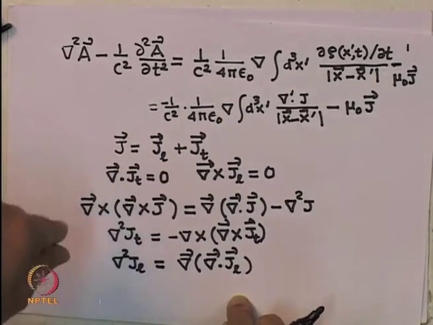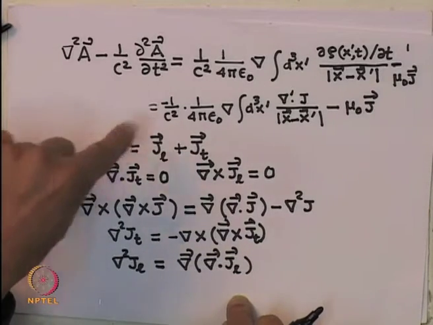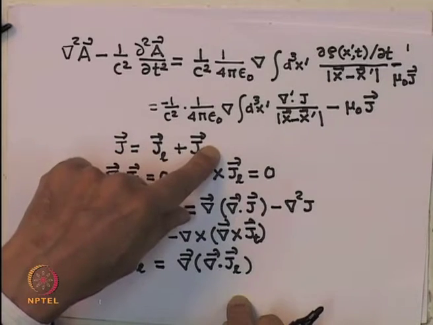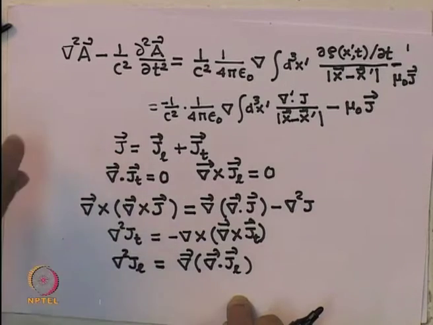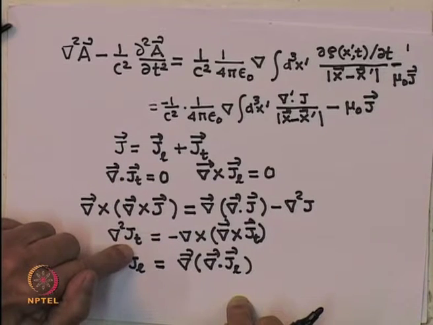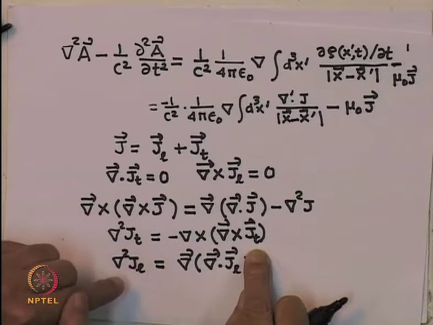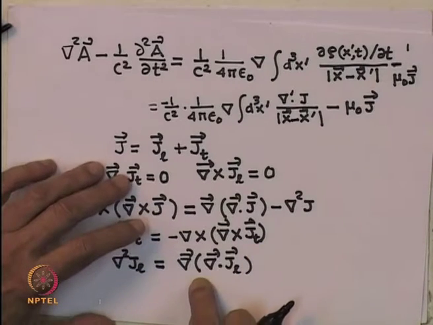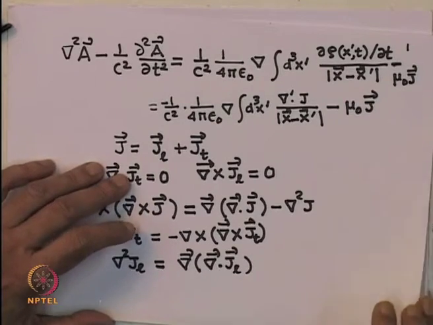Remember what I have done? I have written an arbitrary vector j in terms of a longitudinal component and a transverse component, one which has the curl equal to 0, the other which has divergence equal to 0. So, the Laplacian of the transverse component is related to del cross del cross of that quantity, and the Laplacian of the longitudinal component is related to the gradient of the divergence. So, let us proceed as to what does it mean and how does one use it.